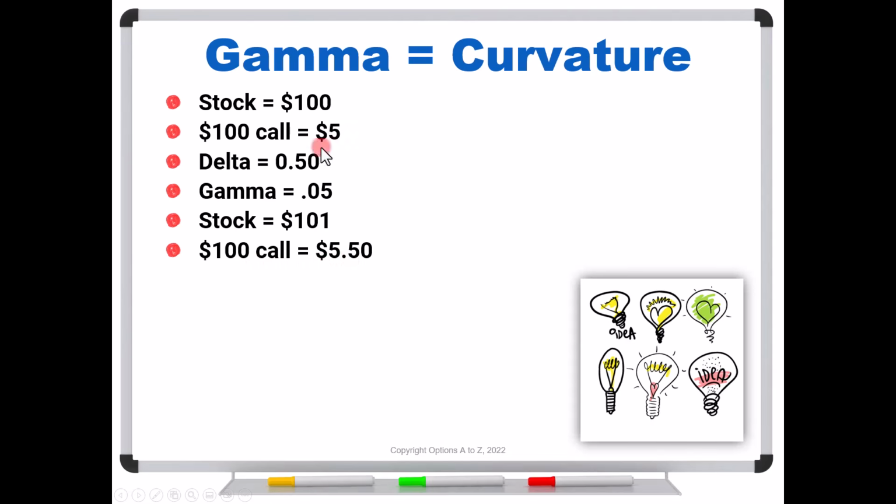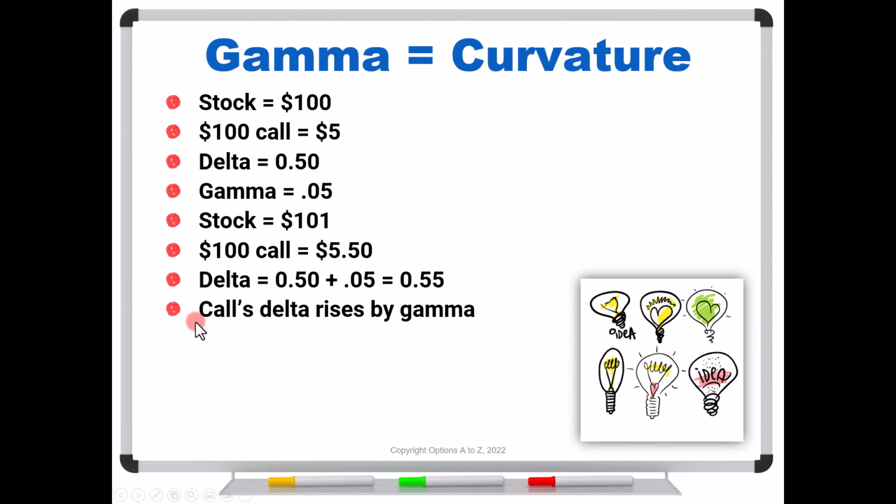However, once that stock price moves, you are now going to get a new delta and a new gamma. All of your Greeks change all of the time, unless you start getting super deep in the money or very close to expiration. But for the most part, they are always changing. So what's your new delta going to be? Your new delta is going to be the old delta plus gamma. So there it is. The old delta was a half, gamma was 0.05, so now we get a new delta of 0.55. The thing to understand is that gamma is showing you that the call's delta rises by gamma. That's what that curvature in that risk graph is showing you.